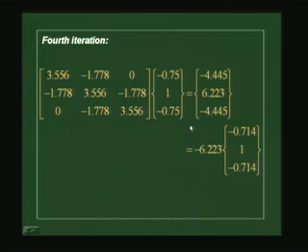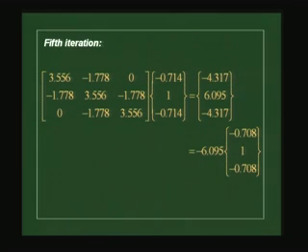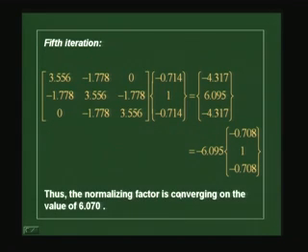And the reason this works is because the largest eigenvalue dominates. That's what we just saw. In the fifth iteration, the 0.714 has gone to 0.708, so we are almost converging somewhere close to 0.7. And the eigenvalue is converging onto something like minus 6.07.